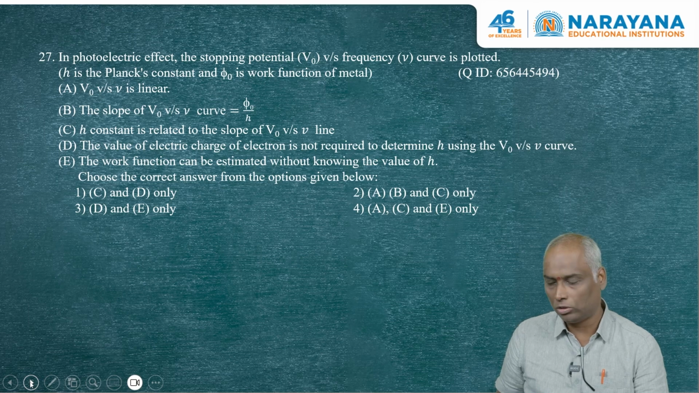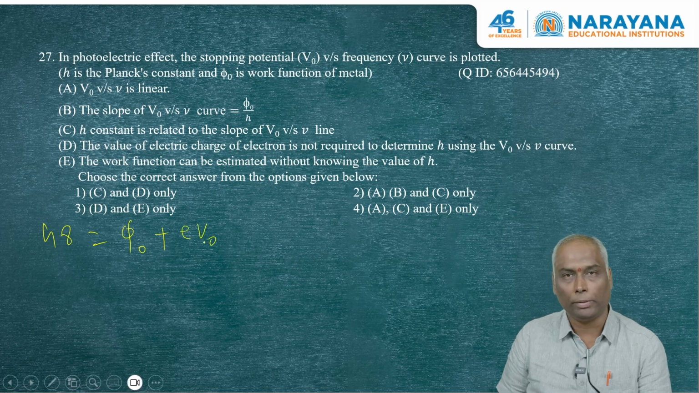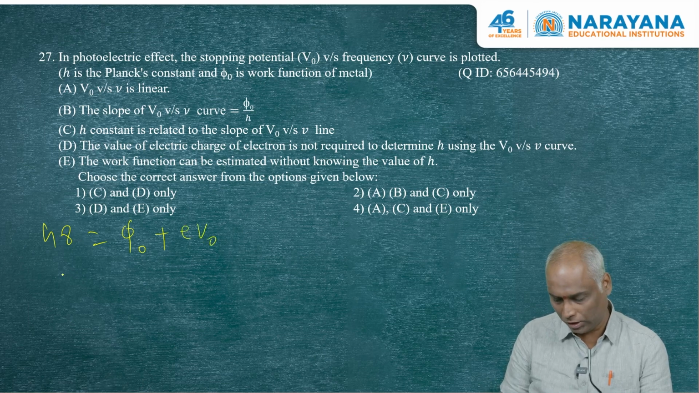First of all, let us draw the graph related to this particular equation. Because it is related to stopping potential and the frequency of incident light, we are going to use the Planck's equation, which is given by h nu equals the work function phi naught plus E into V naught, where V naught is the stopping potential. Now from this equation, I am going to write a relation between V naught and nu as V naught equals h divided by E into nu minus phi naught divided by E.